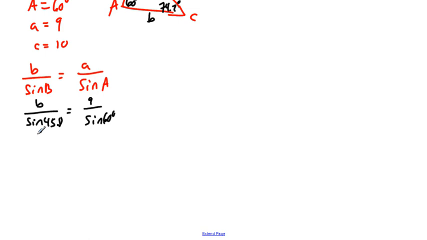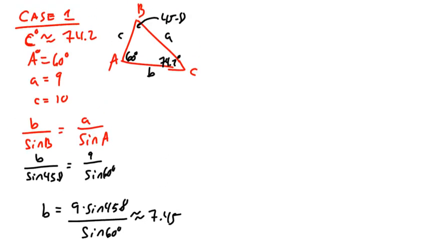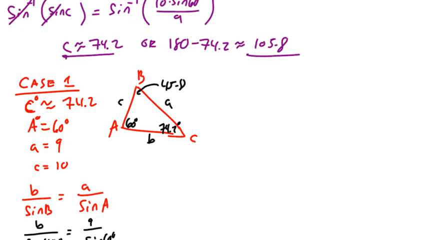So I'm going to do this all in one move right now. I'm just going to go straight to b equals, and that means I'm going to cross multiply these. 9 times sine of 45.8, but that means I multiplied sine of 60 times this, so I have to divide by it. Sine of 60 degrees. If you get that approximate answer, you would get 7.45. Okay, and I think then we have everything. We have lowercase a, b, c, and we have angle A, B, C. So that means case 1 is done.